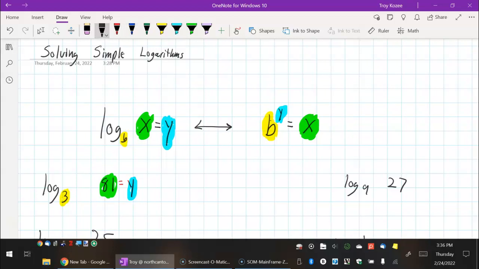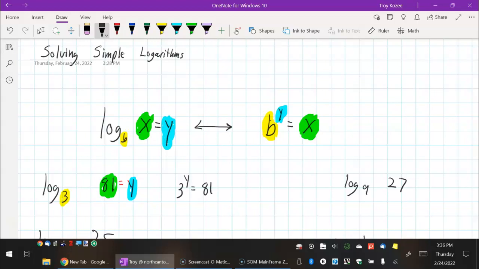If I follow this handy-dandy color-coded guide, the base of the log becomes the base of the exponent. The answer to the log is my exponent. And the thing that I'm taking the log of is the thing that I want to hit. So I want to raise 3 to a power and get 81.